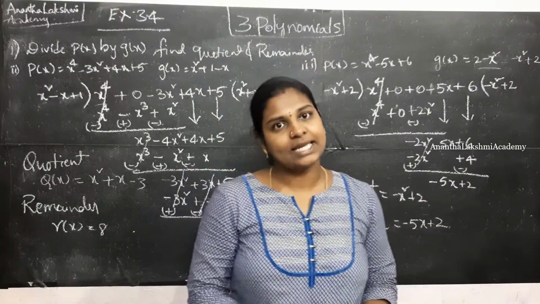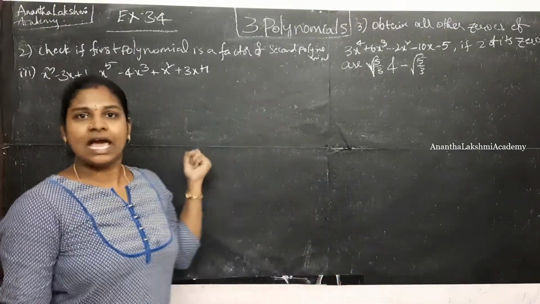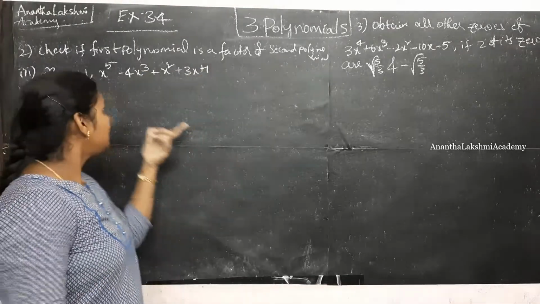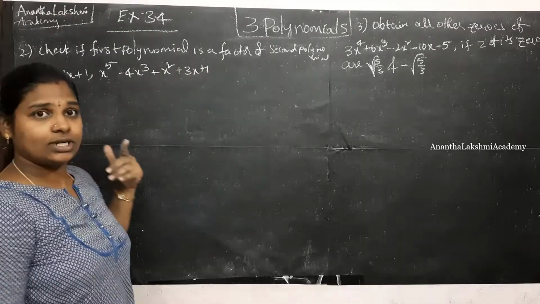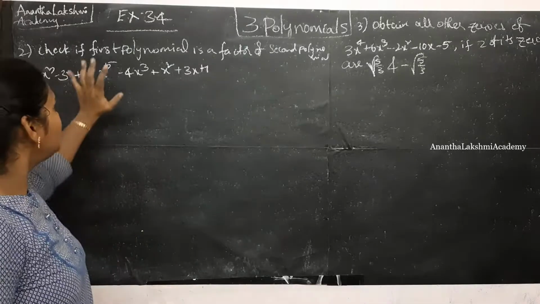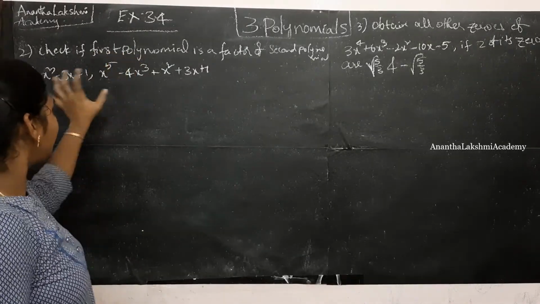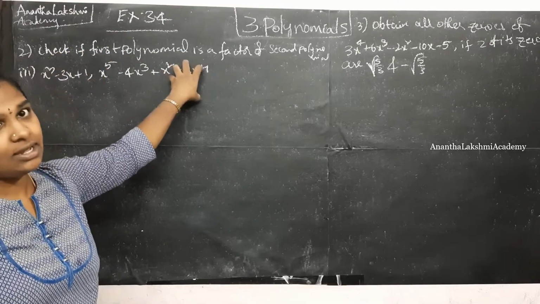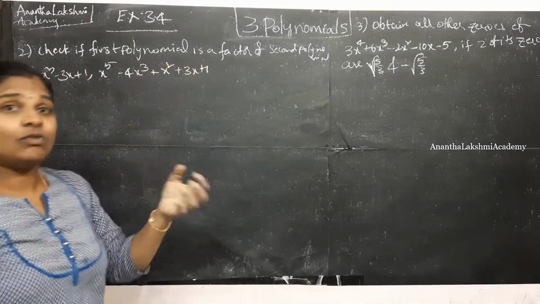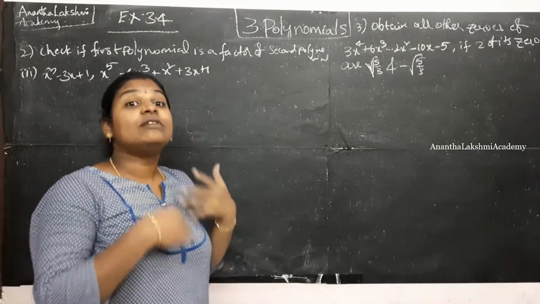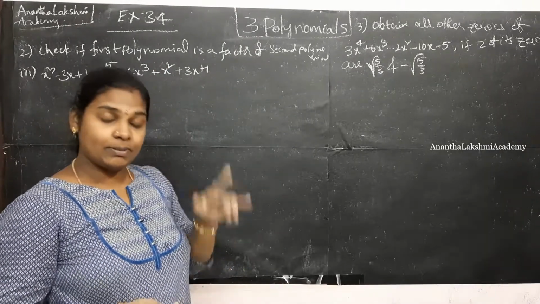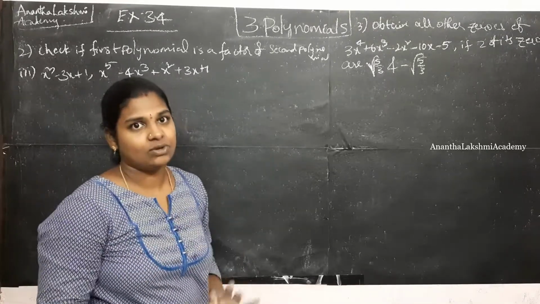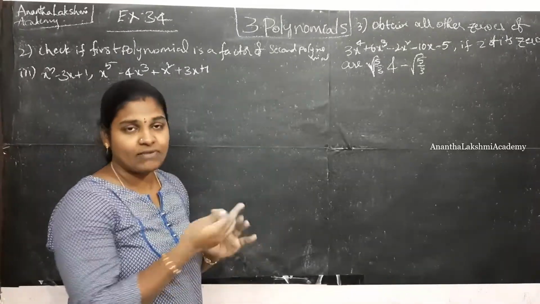Let's jump into the second problem. So here we have the second problem. Check if the first polynomial is a factor of the second polynomial by dividing the second with the first is what they are asking us. So if the divisor is a factor of the dividend polynomial, then what we said, the remainder will be 0. If you remember the division algorithm, I said when you get the remainder as 0, then the divisor is said to be a factor.